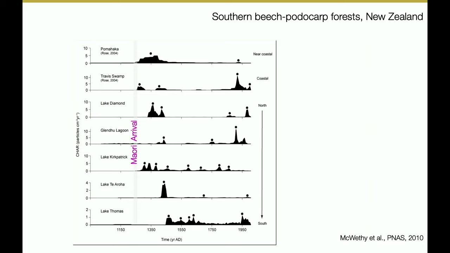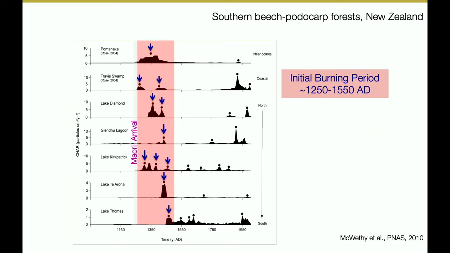And the Maori come, and within the first few centuries, there's one, two, or three fires at all of the lakes. And it's in this interval that we see a loss of the tree pollen as well. Then there's a period at most sites of fairly quiescent conditions until the Europeans arrive around 1840.